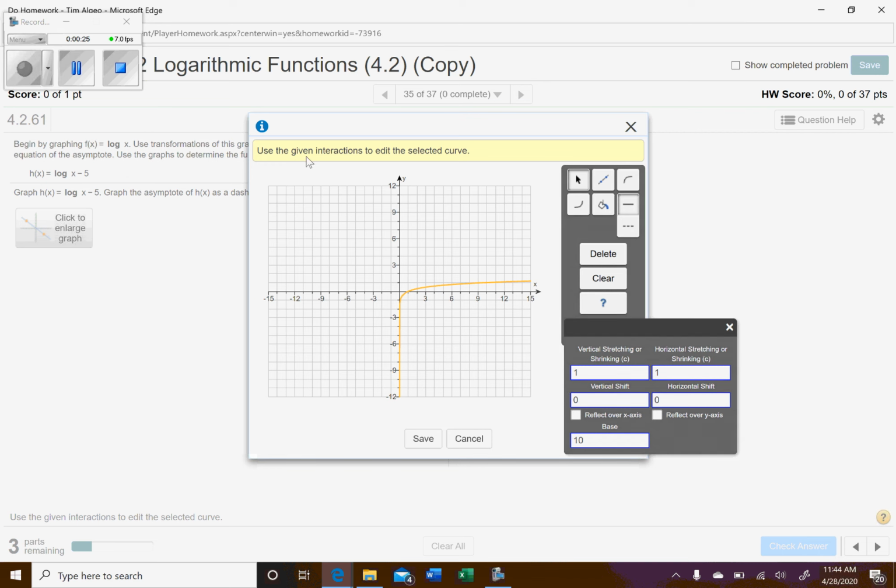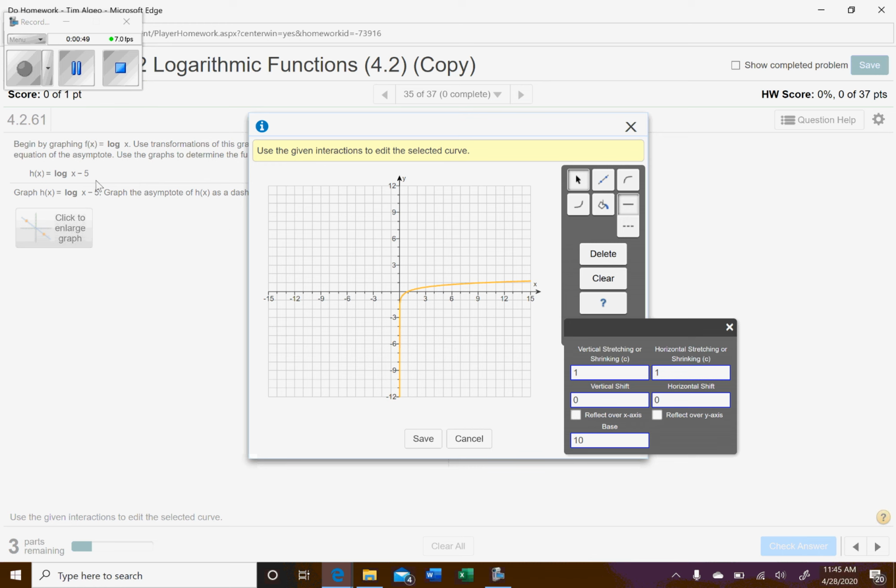Now you're going to have all different types of bases, but that one's going to be understood as base 10. Some of them will be natural log, so it'll be base e. Sometimes it might just be base 3, 4, 5, something like that. Anyways, I got my base 10 in here. Vertical stretching and shrinking, you're probably not going to run into too many of those. You're going to see more of the vertical shifting and the horizontal shifting.